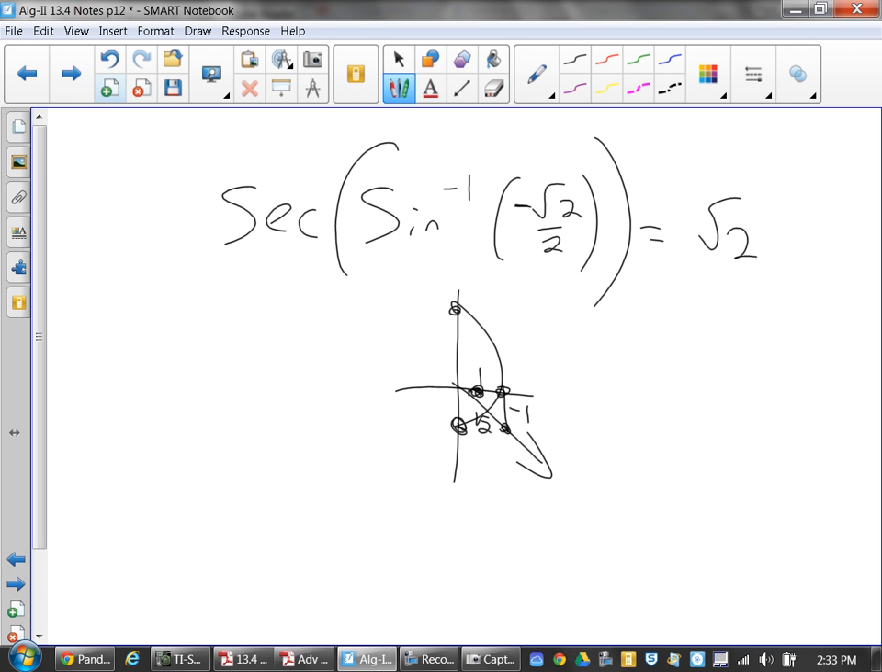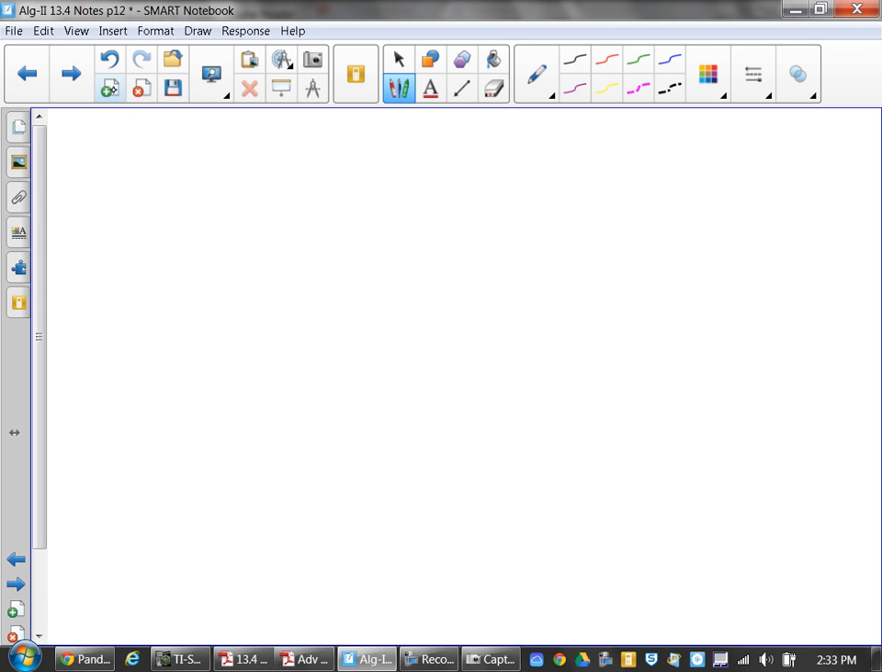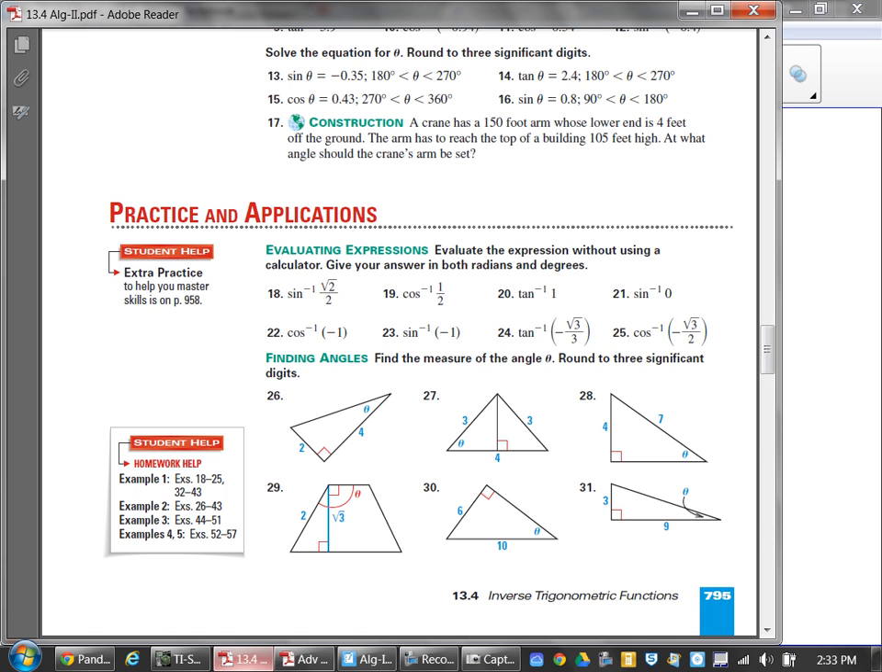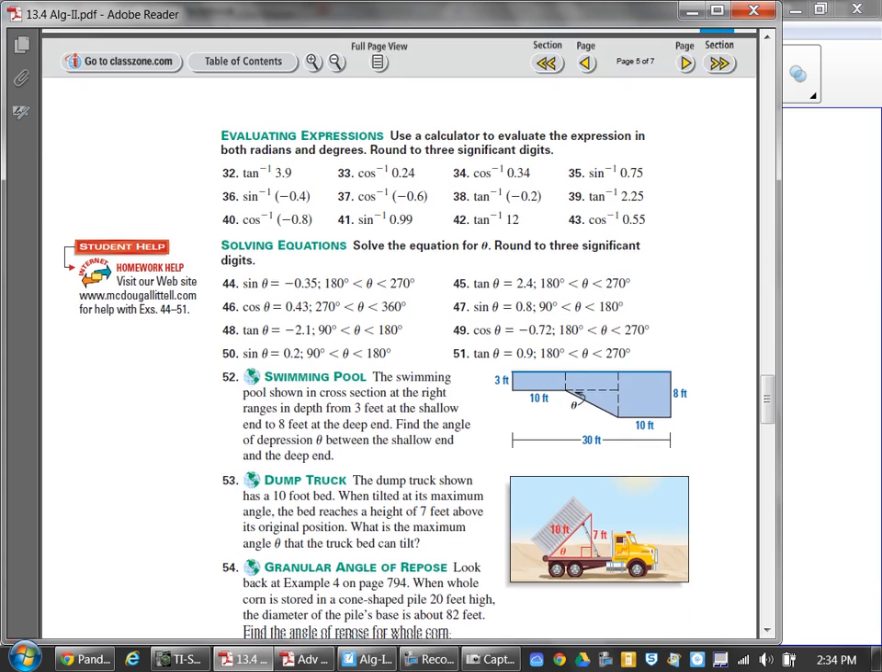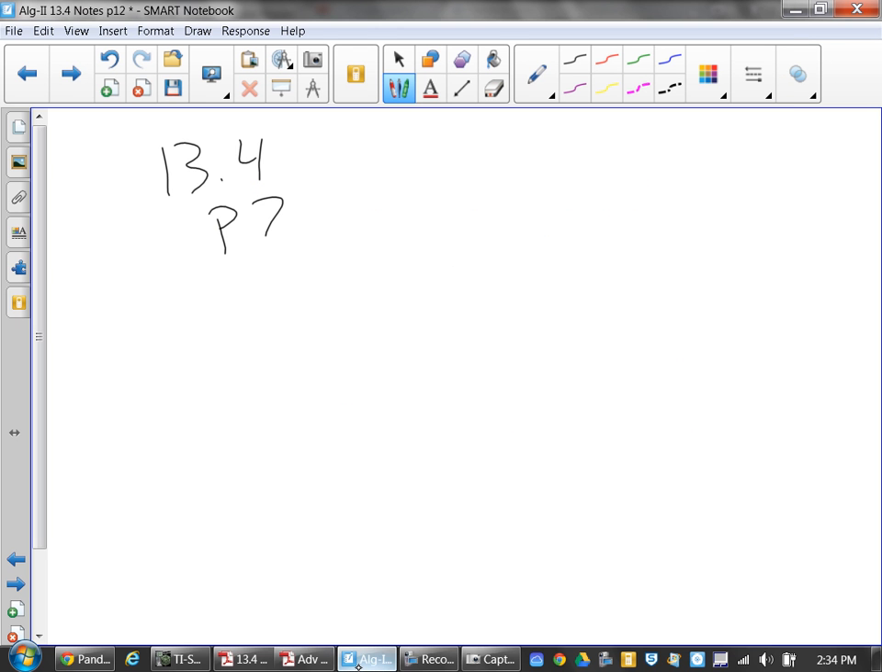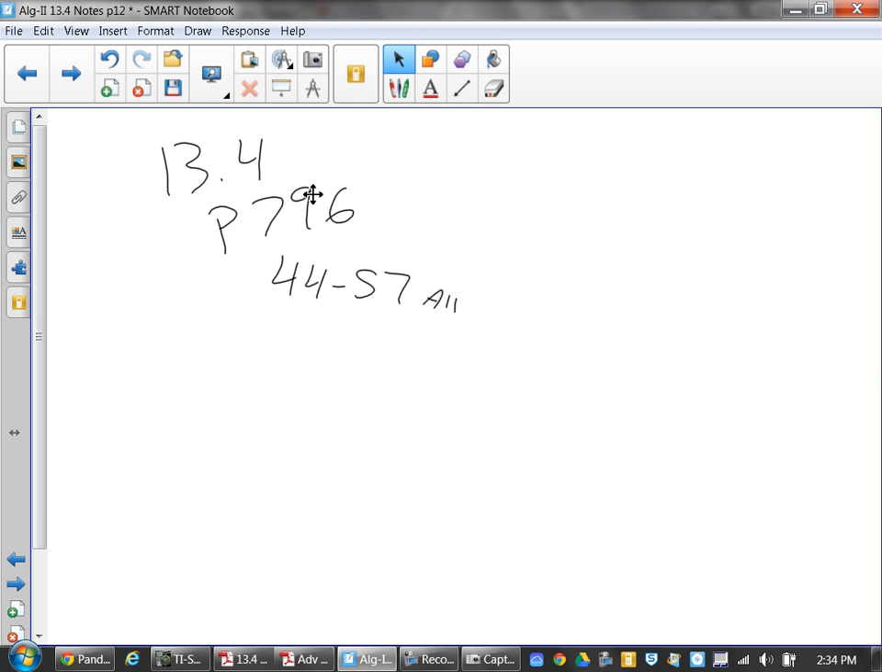All right, these problems, same section, that 13.4, it's the next page. I think it's 790 something or another, 96. Let's just finish out that last bit there. We'll go over it tomorrow. I've got a little bit of work for us to do tomorrow with some of those composite functions. We'll do a little bit more work with those.